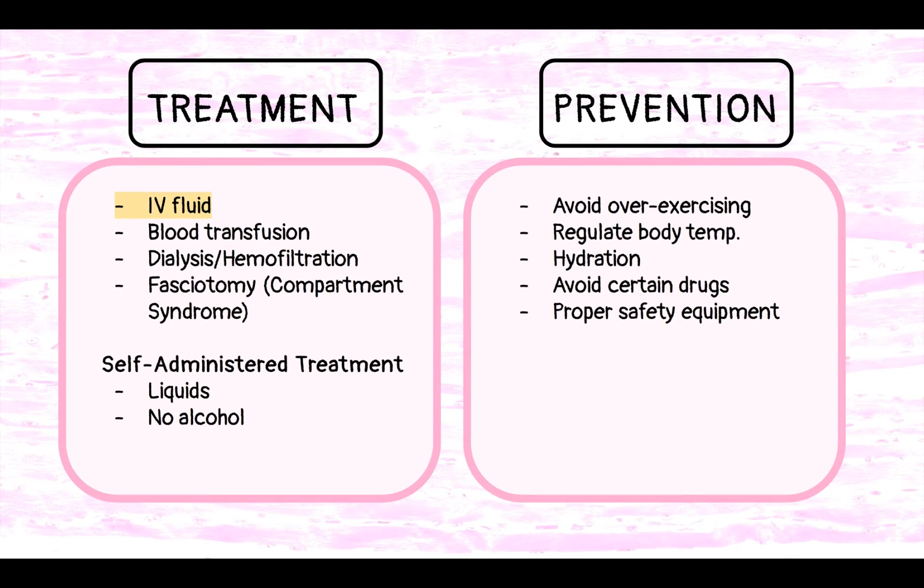In more serious cases, a blood transfusion or dialysis may be required if the kidneys are badly damaged. A fasciotomy may be required if the patient has compartment syndrome. Patients can self-treat by drinking lots of liquids and staying away from alcohol. Preventative measures can be to avoid overexertion during exercises, making sure body temperature is regulated by not being too hot or too cold, avoiding dehydration, staying away from certain drugs, medications, and toxins, and using proper safety equipment or care while engaging in dangerous activities.